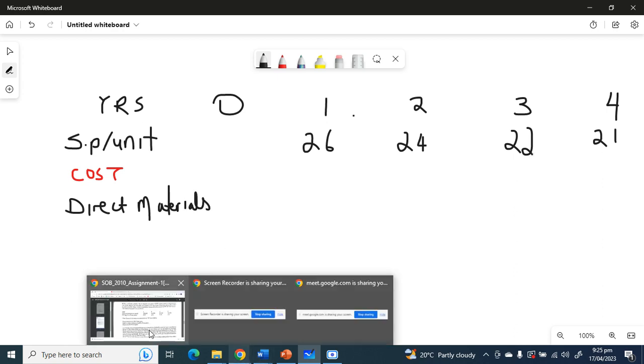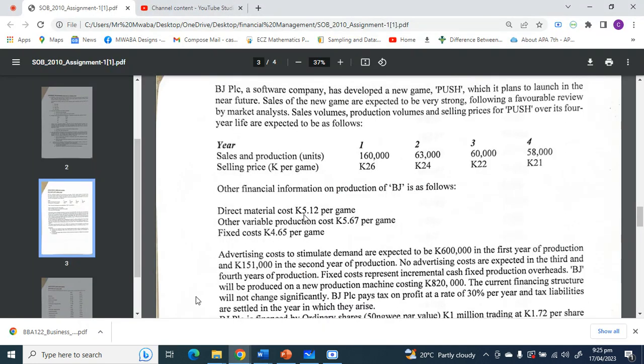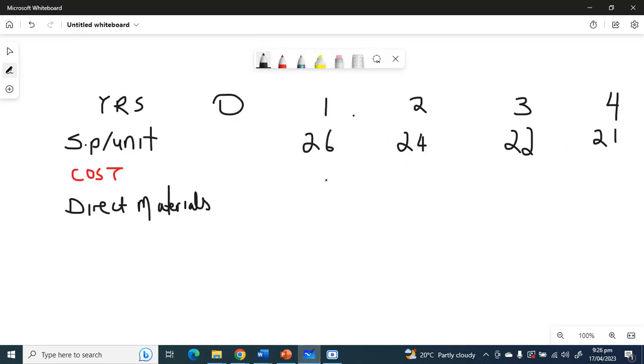Okay, we come back to this table. All right, so it is 5.2 kwacha per game. So here I'm going to put 5.2.